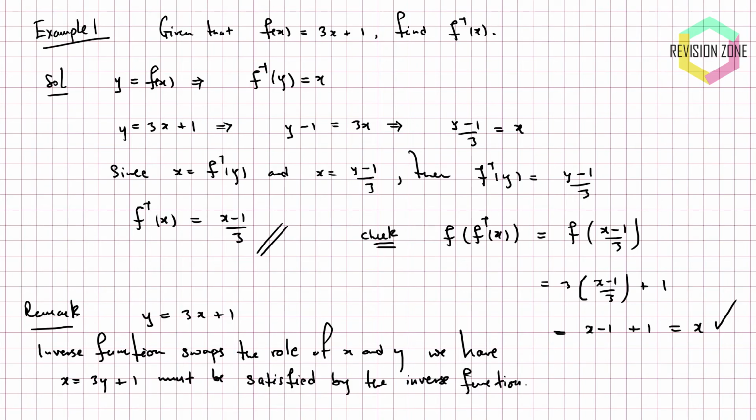Okay, and now it's really just a matter of solving this for y, right? So let me do that. We just basically say x minus 1 equals 3y, and then that tells me that y is equal to x minus 1 divided by 3, and therefore my inverse function is x minus 1 over 3. So we managed to work this out another way.